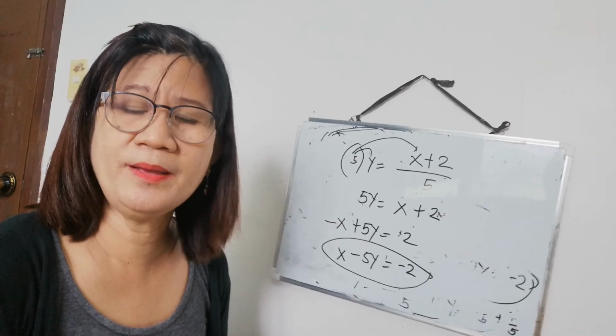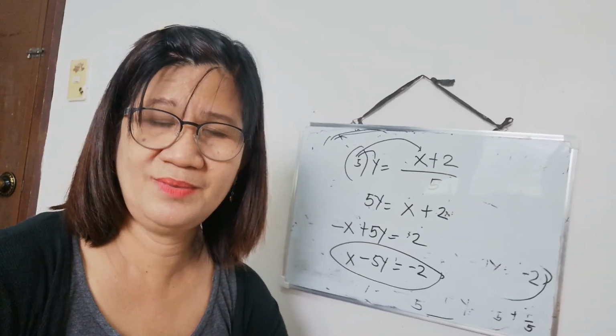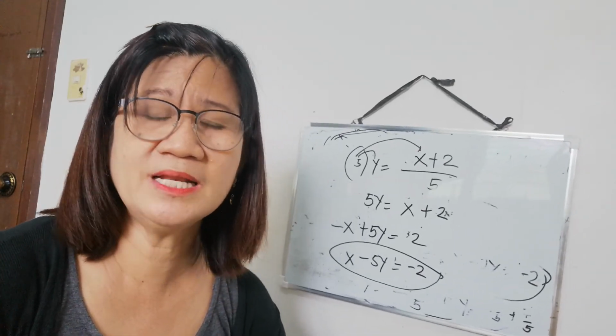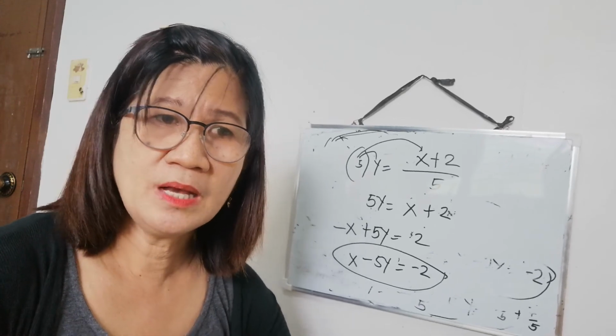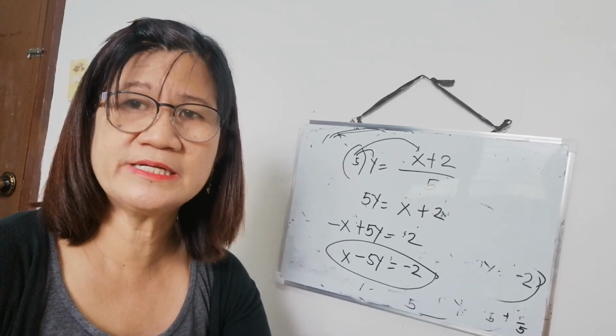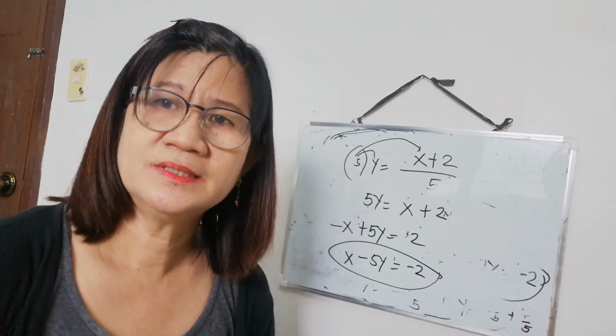Okay? So, sana po ay may naintindihan kayo. Sana may napulot kayo kahit papaano sa ibinigay kong example sa inyo. That's how to transform a linear equation in two variables from the standard to slope intercept form and vice versa. Okay, so till next time.